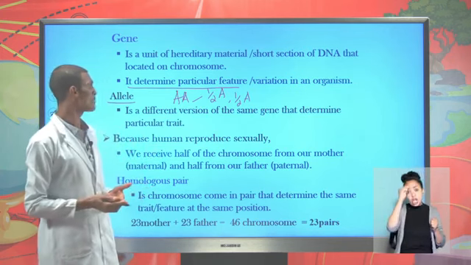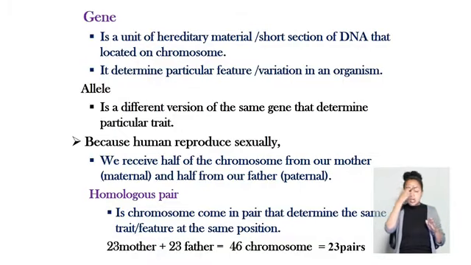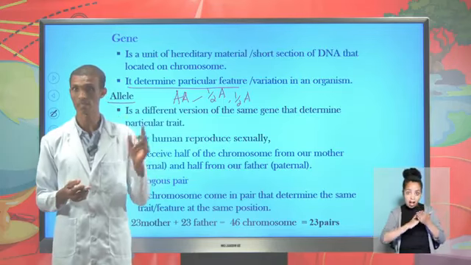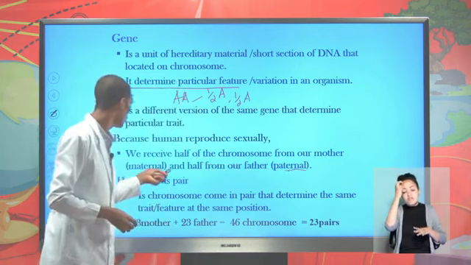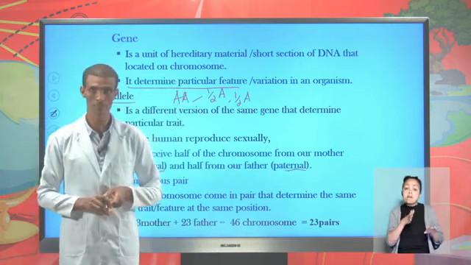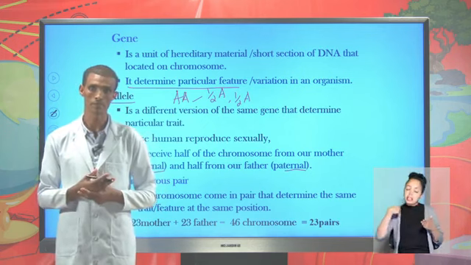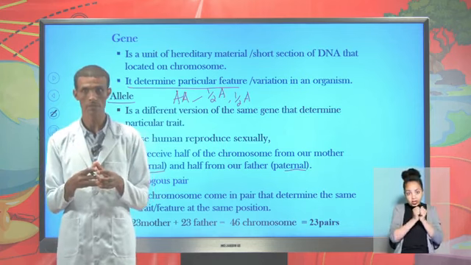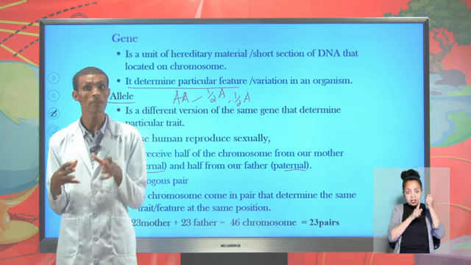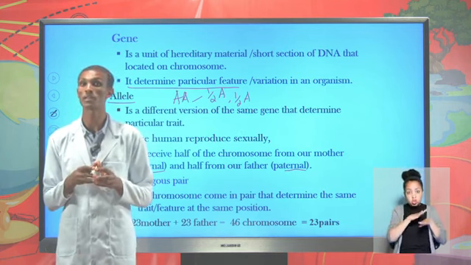As human beings reproduce sexually as a result of meiosis, or division, we inherit half of our chromosomes from our father, which we call paternal, and half of our chromosomes from our mother, which we call maternal. Here, there is a term, homologous pair. Chromosomes come together and form a pair, the one that determines a certain feature at a certain locus or position, is said to be a homologous pair.